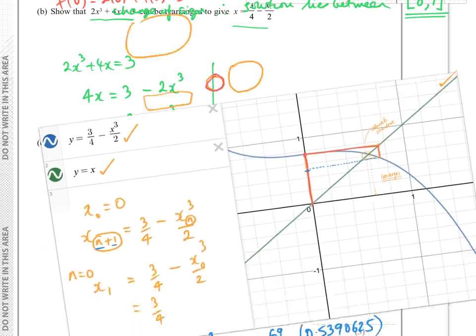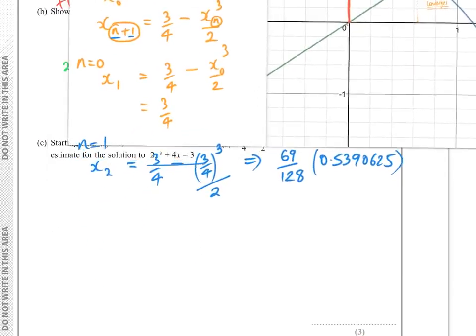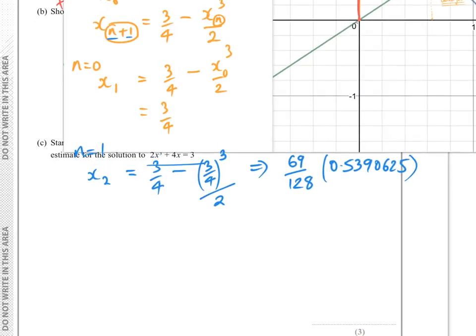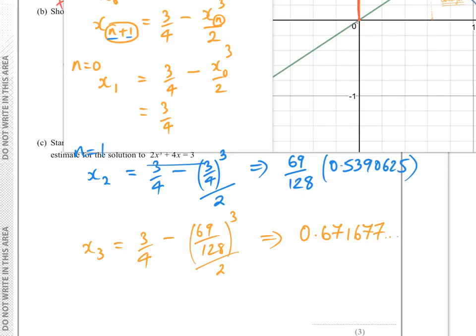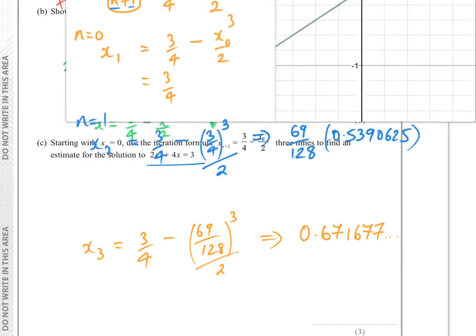So let's cut to the chase here and just do the next one. So x3 would be 3/4 minus, well, I'm just going to put 69/128 into my calculator, and that's going to give me a decimal of 0.671677 and so on. So to 3 decimal places, I think it was.